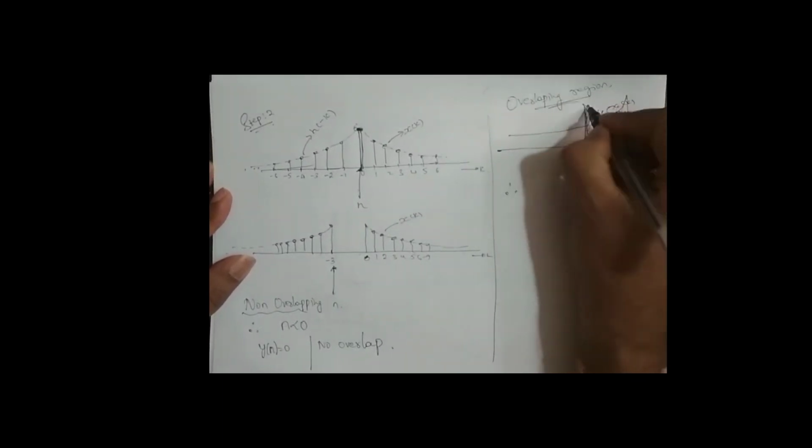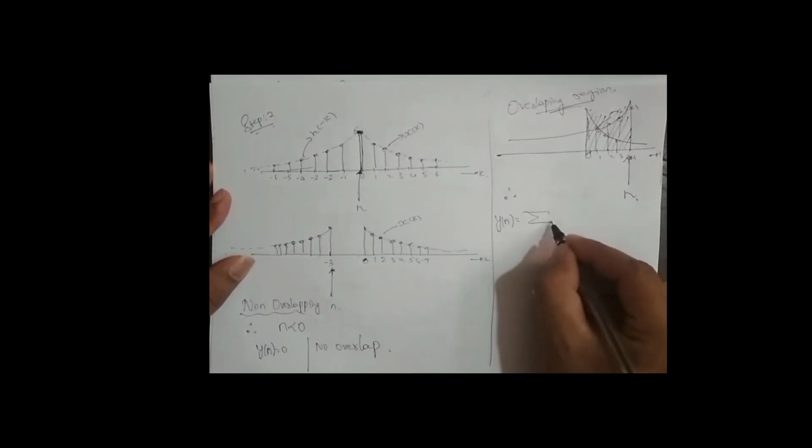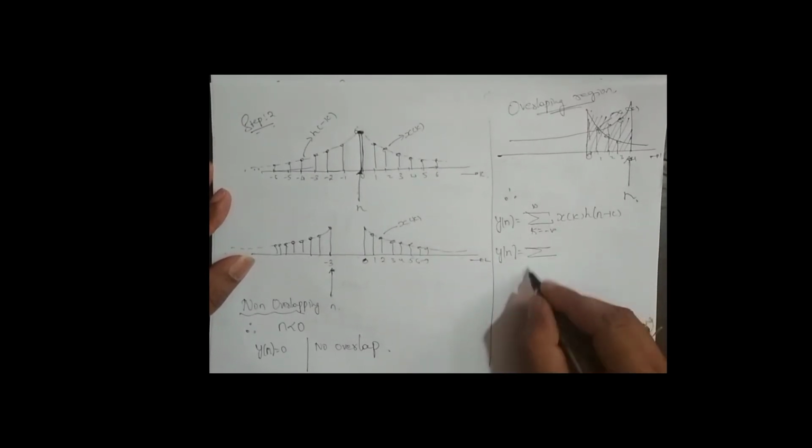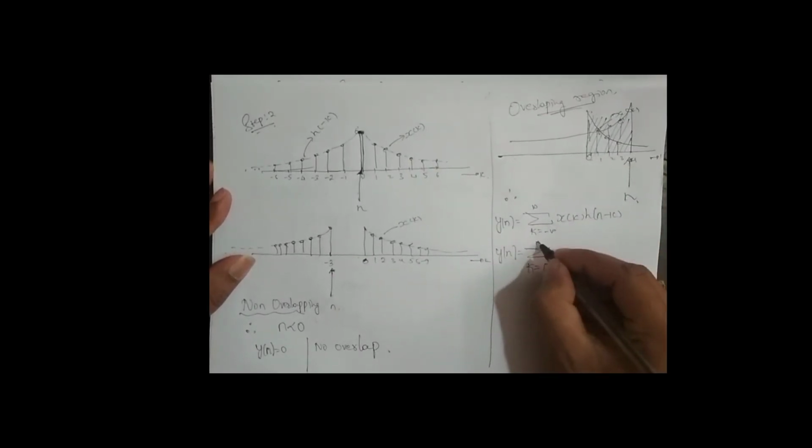So y of n is equal to summation k from minus infinity to infinity x of k h of n minus k, as per the formula. So y of n is equal to summation k, where the overlap starts from 0 and ends depending upon where I keep my n value, x of k.